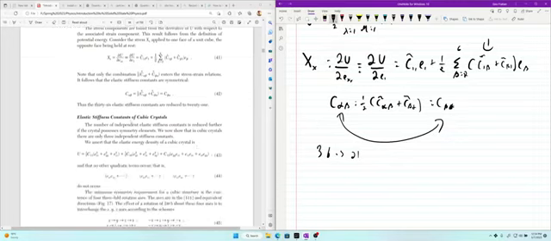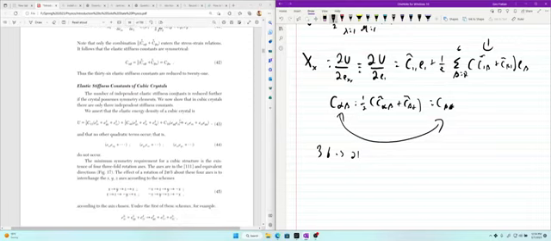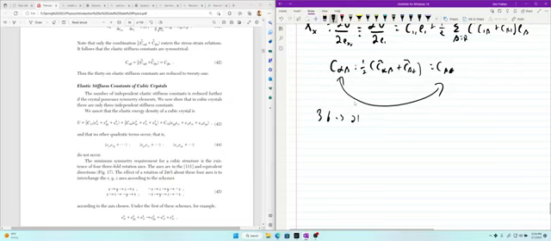Okay, nice. So elastic stiffness constants of cubic crystals. So the number of independent elastic stiffness constants is reduced further if the crystal possesses symmetry elements. Like always in physics, symmetry is always your friend. So it's a good thing that the universe likes symmetry.